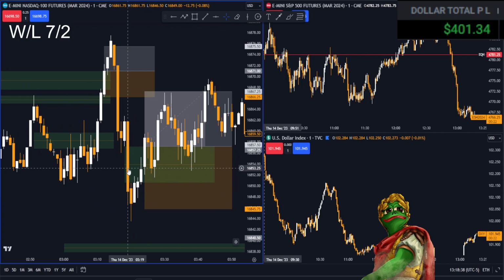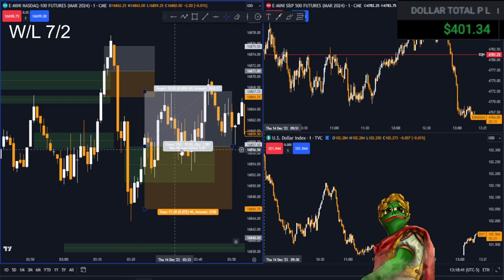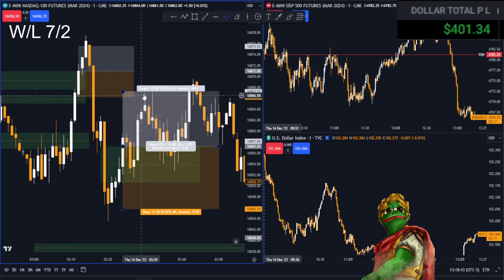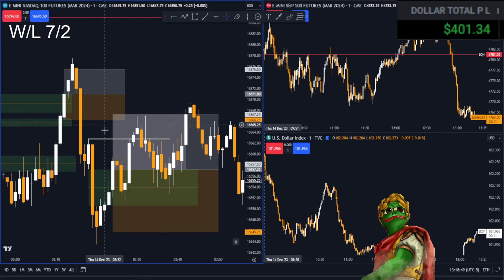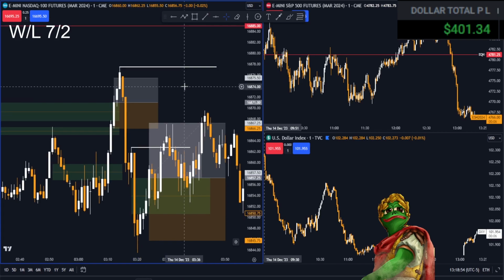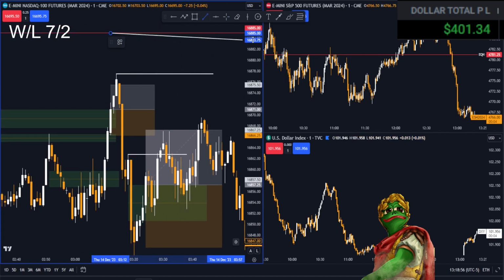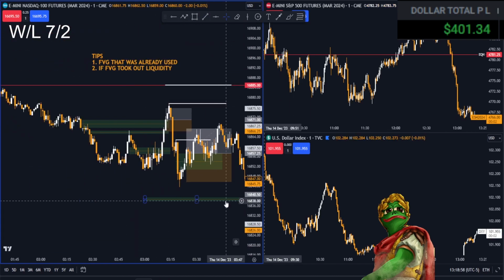So fair value gap, we went above, closed above, entry here. My aim is always for some internal high and then all the way, you know, where is your target? And then take profit here and take profit here. Very simple.